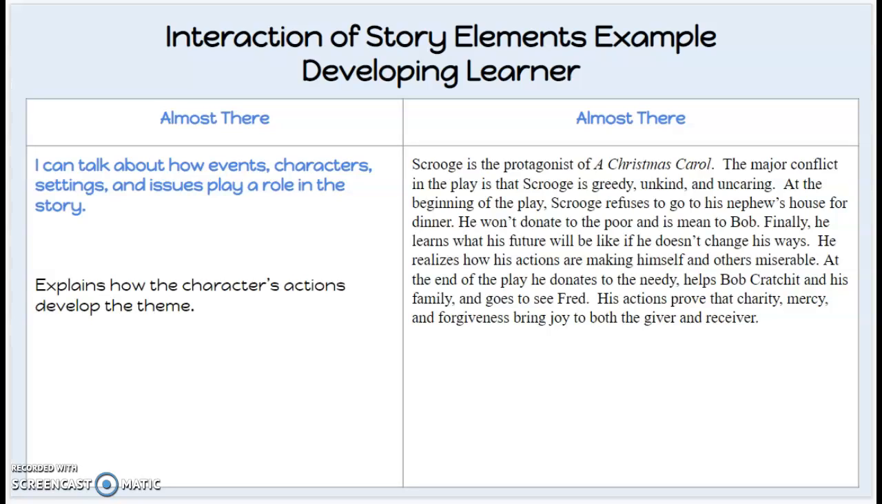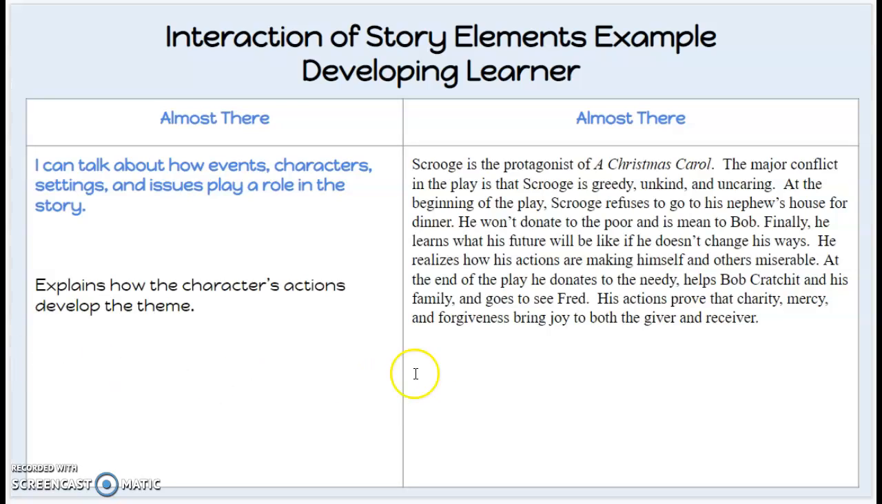Students, on slide 7, we see an example of a developing learner and his or her writing. Okay, so this is the almost there level, the developing learner. Remember that in the beginning learner level, one just simply identified story elements. However, in the almost there level, a student can talk about how events, characters, the settings, and issues play a role in the story. So now the student is not just identifying, but they're going a little bit further and they're actually talking about how the story elements play a role in the story.